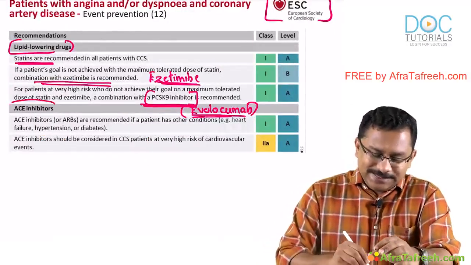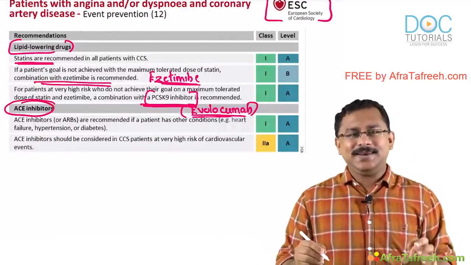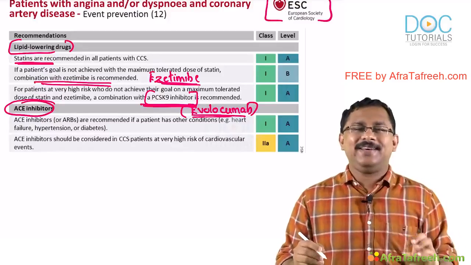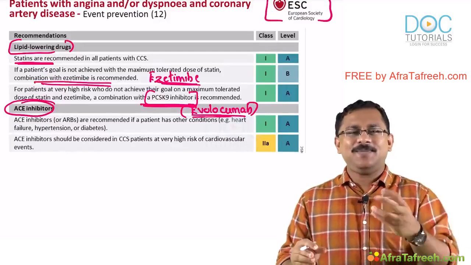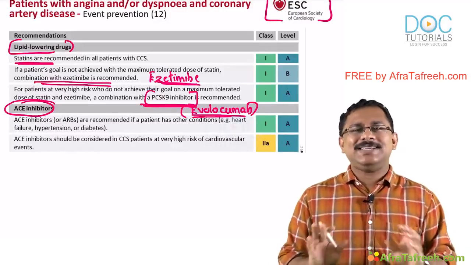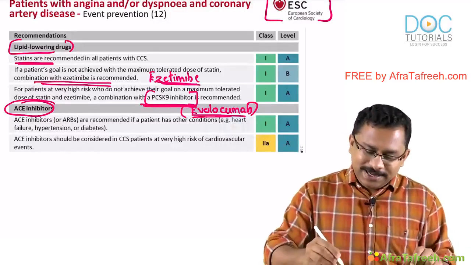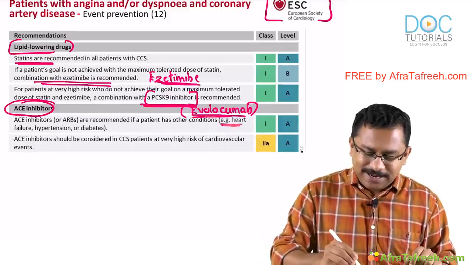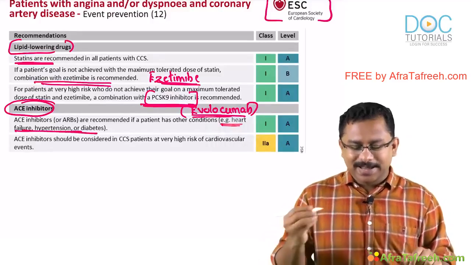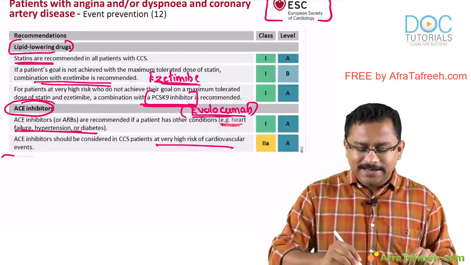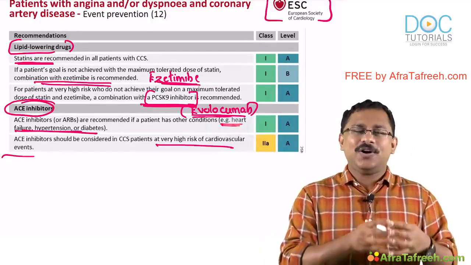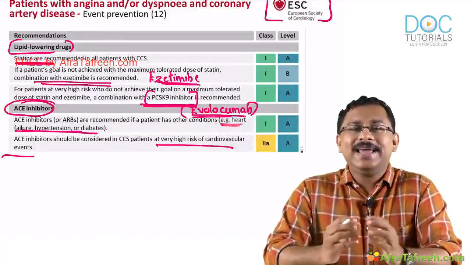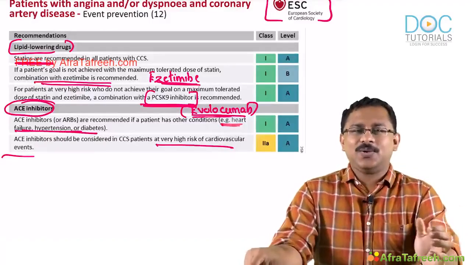And next question is regarding the utility of ACE inhibitors. A very important, practically relevant question. Will you use ACE inhibitors in every patient with chronic stable angina? Answer is no. But there are certain scenarios like the patient has heart failure, hypertension, diabetes, okay, or at high risk of cardiovascular events. In such patients with chronic stable angina, you can go for ACE inhibitors also, okay.